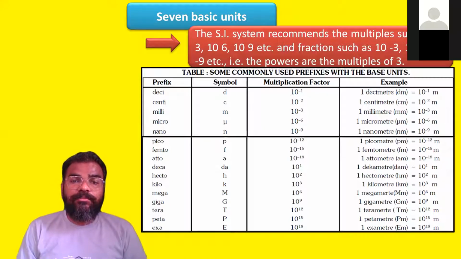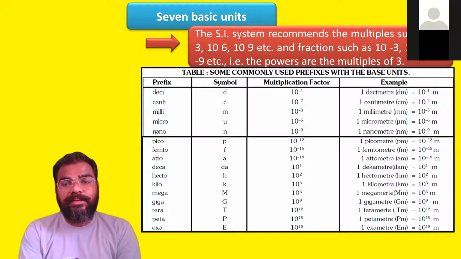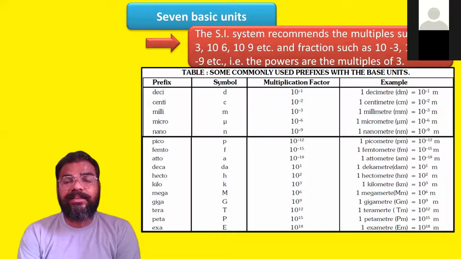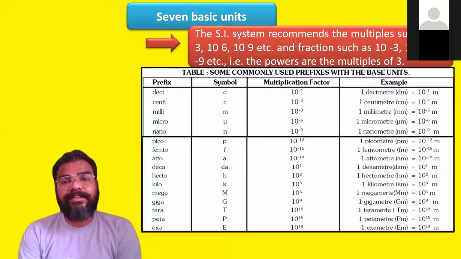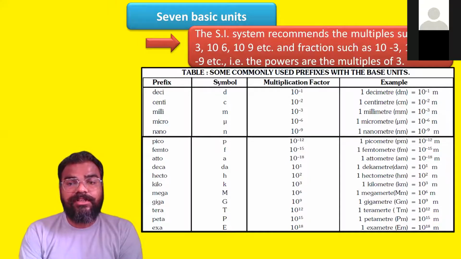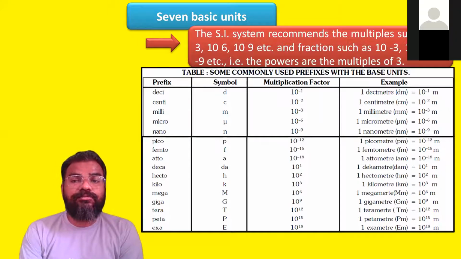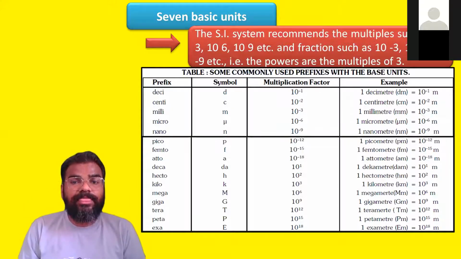Now some commonly used prefixes with the base units have been given here, the same table as in your textbook, in NCERT. The first one is deci, the symbol is small d, the multiplication factor is 10 raised to minus 1. For example, 1 decimeter is equal to 10 raised to minus 1 meter. Everything in the example is given in terms of meter.